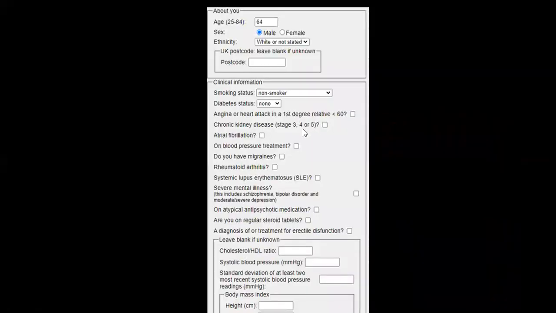So this is the Q risk form. So it takes into account gender, ethnicity, smoking status, diabetes status. So it's just a list of potential causes that can increase your risk of having cardiovascular disease. And then this is not necessary, but if it's known, it's better. The blood pressure, the cholesterol to HDL ratio, and the BMI. So this calculates the risk of the person having ischemic heart disease in 10 years.